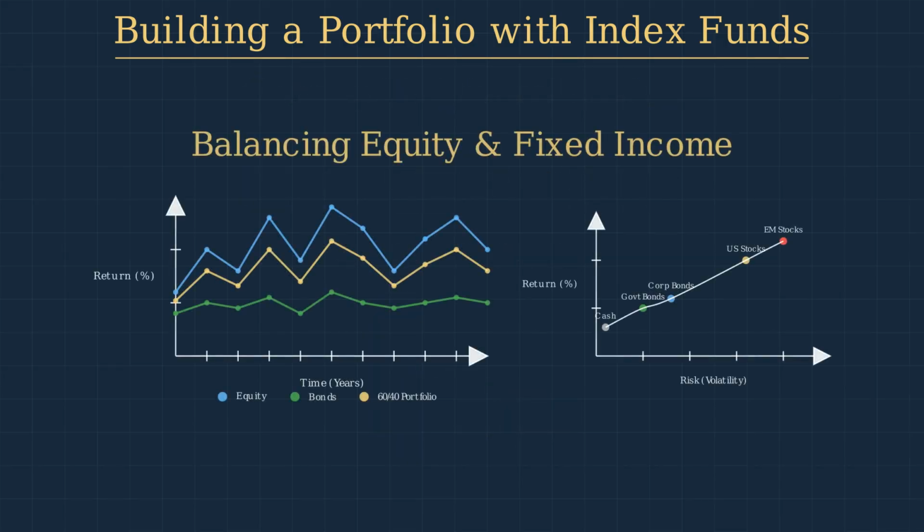Balancing equity and fixed income exposure is crucial. Stocks offer higher potential returns, but with higher volatility, while bonds provide stability but lower returns. A portfolio combining both can create an optimal risk-return profile along the efficient frontier.